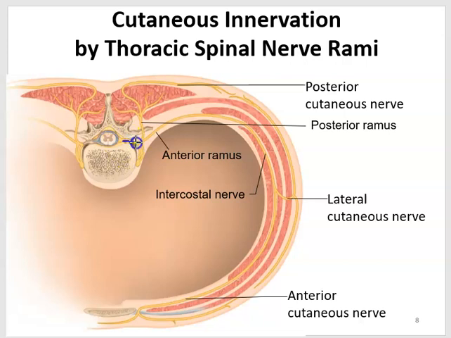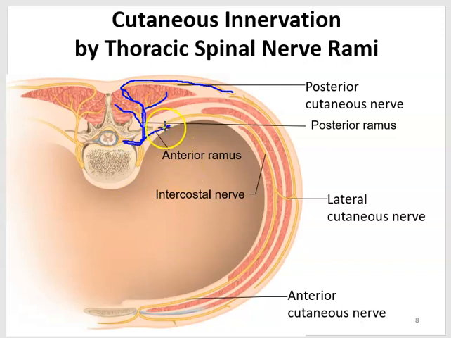So a spinal nerve emerges and it splits right away into a posterior ramus and an anterior ramus. The posterior ramus is going posteriorly, no big surprise, traveling to the muscle or carrying in sensory information from the skin to the spinal cord.